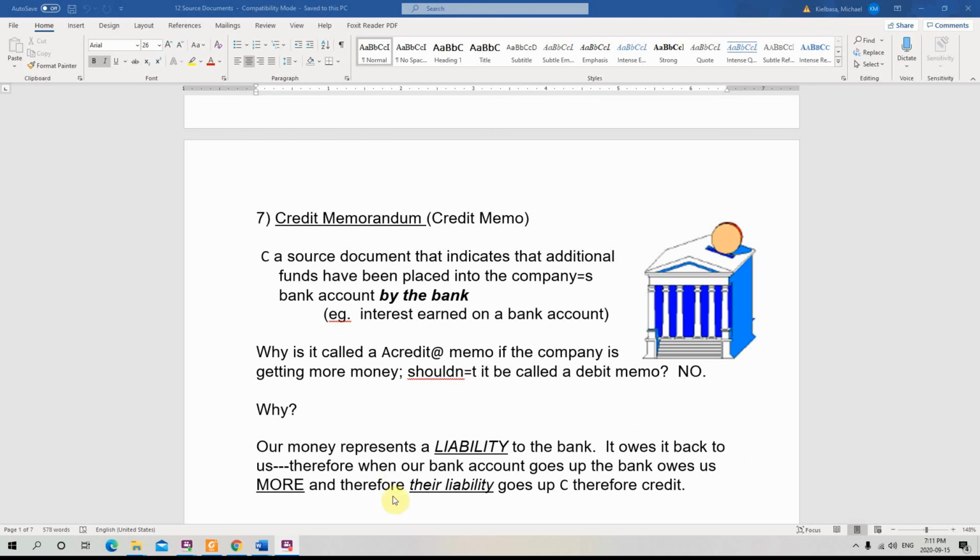So when you put money into your bank account, their liability increases because now they owe you more money. So they credit your account. And again, when you take money out, they debit your account. So a credit memo means that they're putting money into your account for some reason.